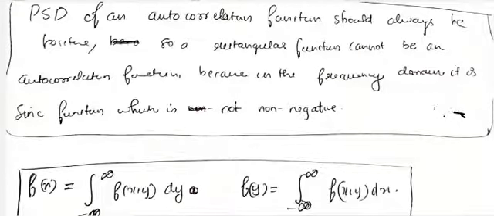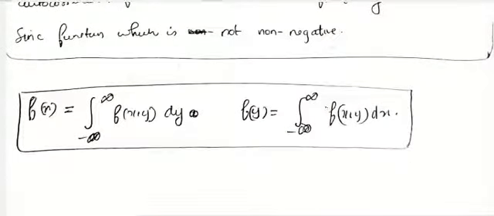So, that is it. A rectangular function cannot be an autocorrelation function, even though it is an even function, because in the frequency domain it is a sinc function, and power spectral density is the spectrum, or the distribution of power in the spectrum. That is known as power spectral density.